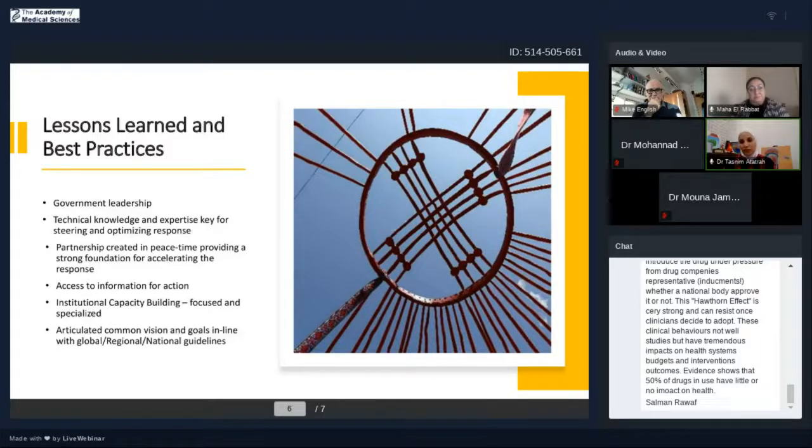Moreover, access to information, transparency, and the two-way sharing of information is important to inform decisions and also to inform effective distribution of resources. Last but not least, the articulation of a common vision, a common goal, to ensure that we are all working to a common cause was important for the success of all of these interventions.